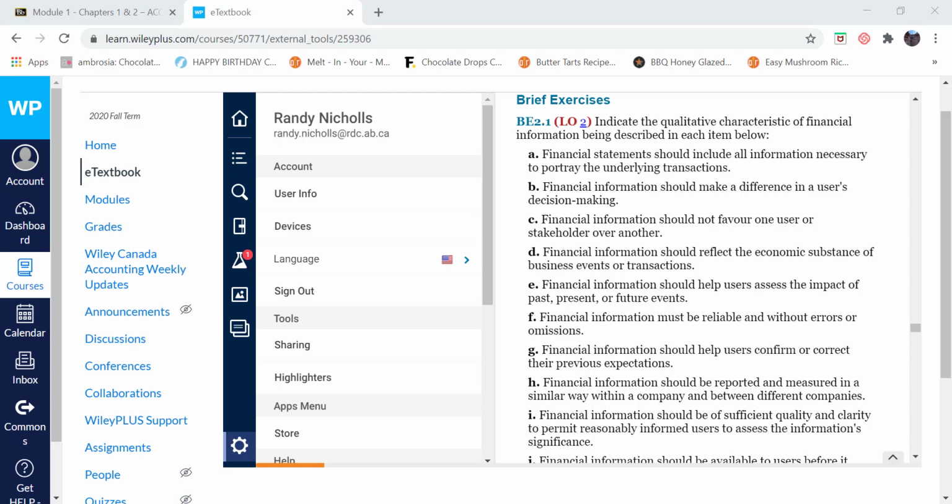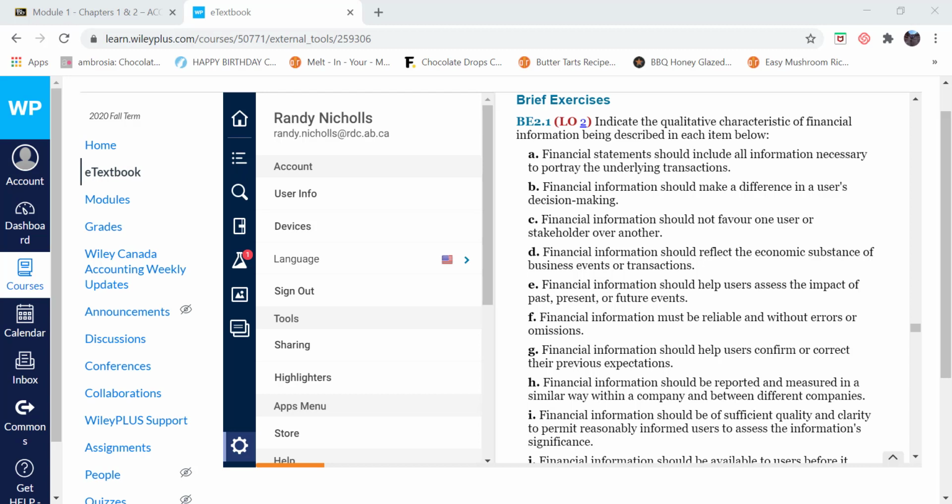So the first one I wanted to look at, BE2.1. I'm going to run through these pretty quick. I'm going to give the answer that the textbook gives in the solution. There may be some argument for other answers. These things aren't all cut and dried. But really, I just want to kind of go through and help define the terms for you.